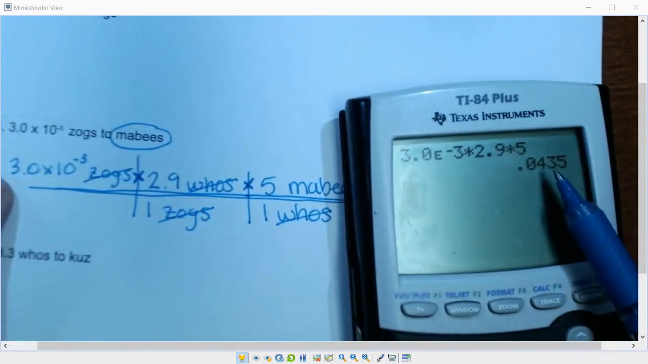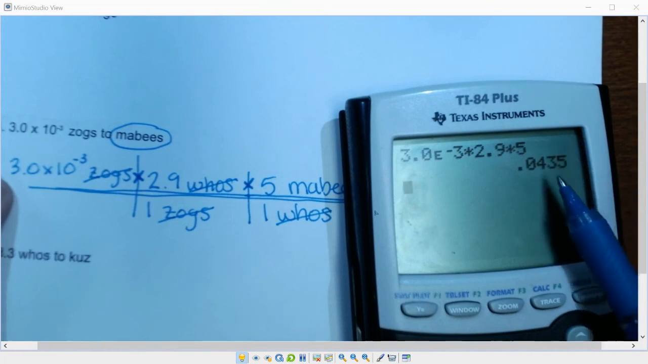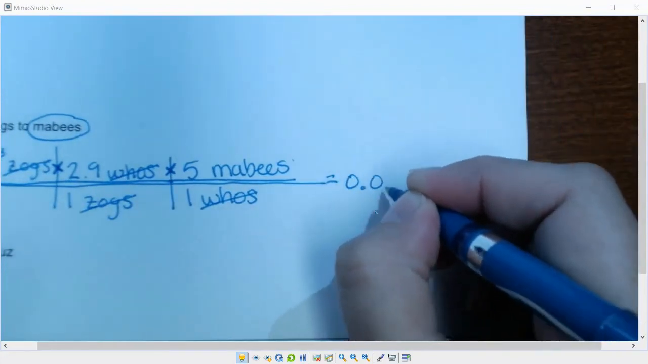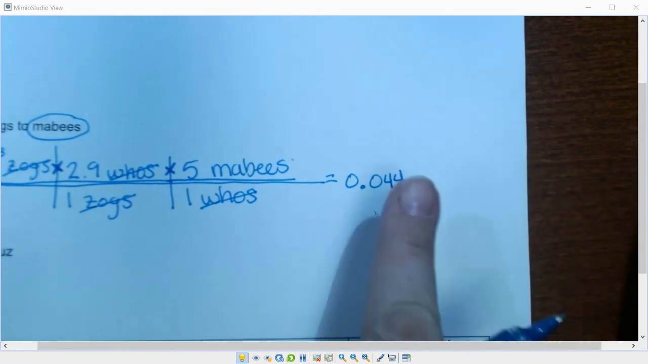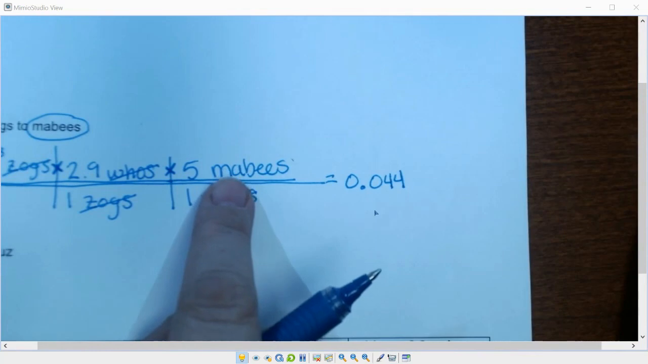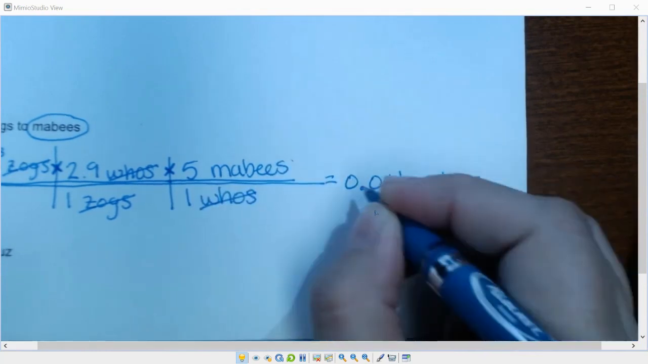So my answer is going to be 0.04. The second sig fig is 3. However, the next digit over is a 5, which causes it to round. So I'm going to say my answer is 0.044 because I rounded that 3 up. And then the last unit that was left uncanceled is a maybe.